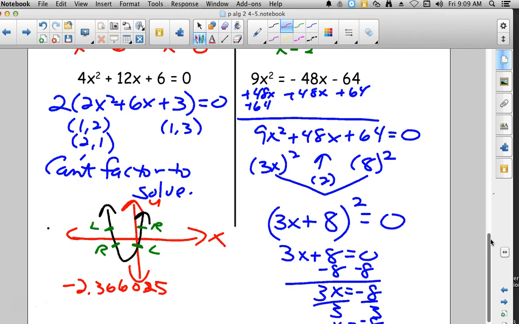Go back and check that you punched in 4x squared plus 12x plus 6. Is your Blinky taking a vacation?